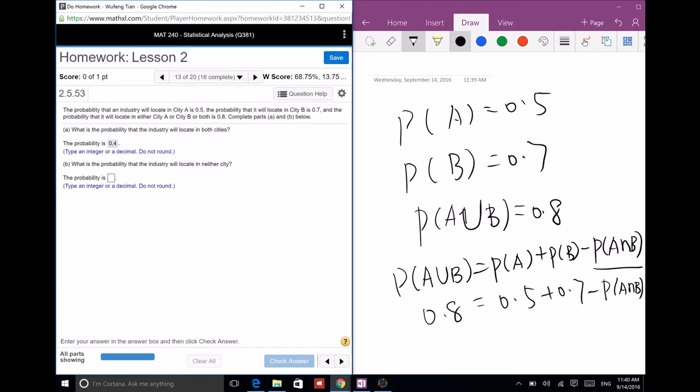Okay, and what's the probability the industry is in neither city? So basically you're going to find the complement of A union B, which is 1 minus P(A union B), which is 1 minus 0.8, which is 0.2.